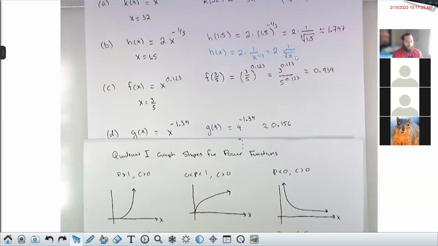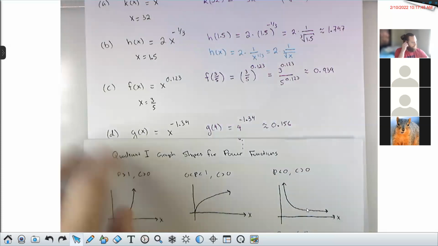Now remember how we find y-intercepts. Y-intercepts you can always find by plugging in 0 for x. Well, 0 is not in the domain here. So this function and any power function where the power is negative, none of those will have y-intercepts. They all have those asymptotes at x equals 0.